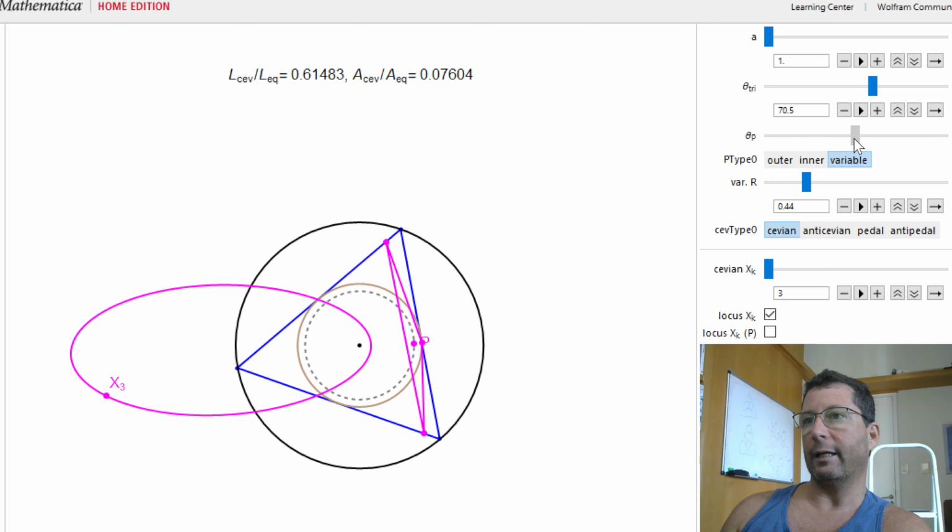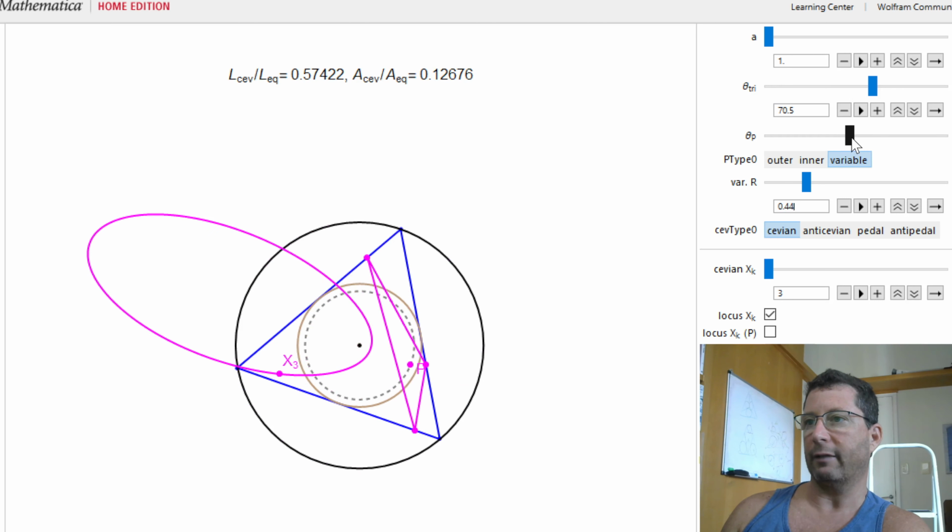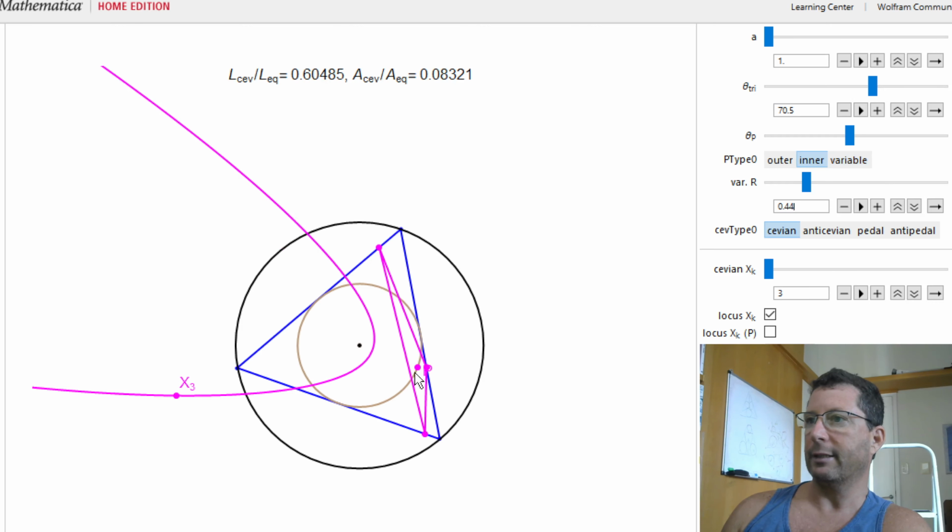So it remains to be proved or even numerically verified that when P is exactly on the incircle, this shape is, after all, a conic. It might not be. It might be part of that family, but it looks like it could. The ovals could actually go through a singularity here and become a parabola exactly in this situation. Okay, how about x4?